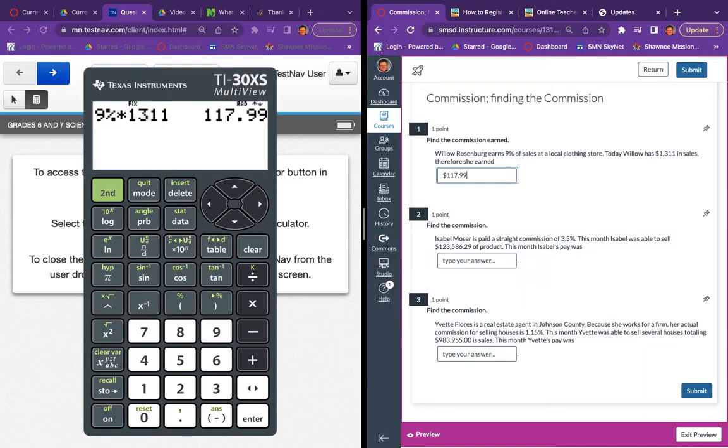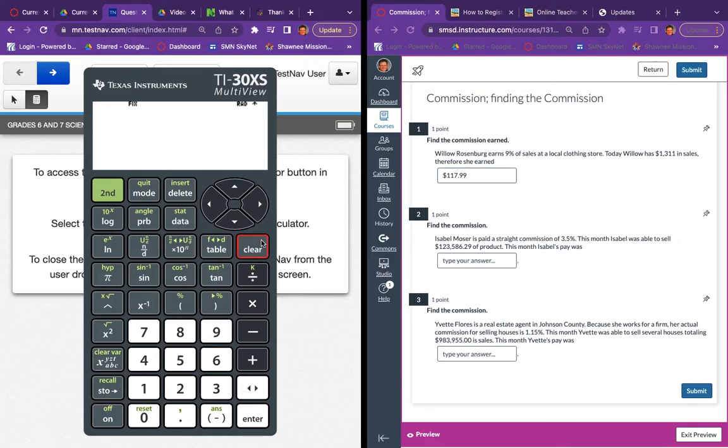$117.99. So she was responsible for selling $1,311 worth of merchandise. And because she sold that much merchandise, because that much merchandise went out the door, she's going to make $117.99. So it's in Willow's best interest to sell as much clothes as she can, because she gets $9 for every $100 worth of clothing that she sells.